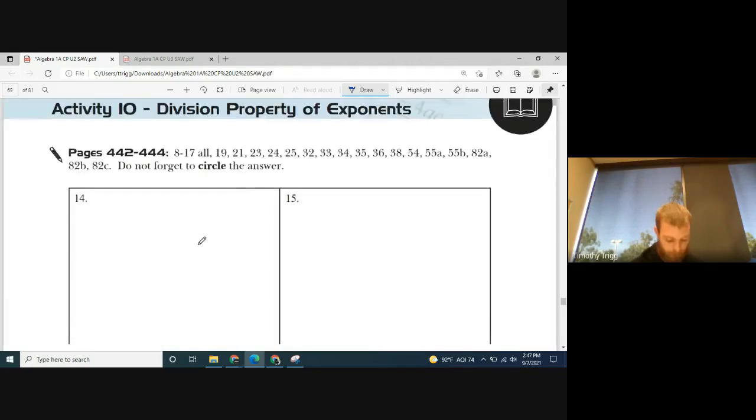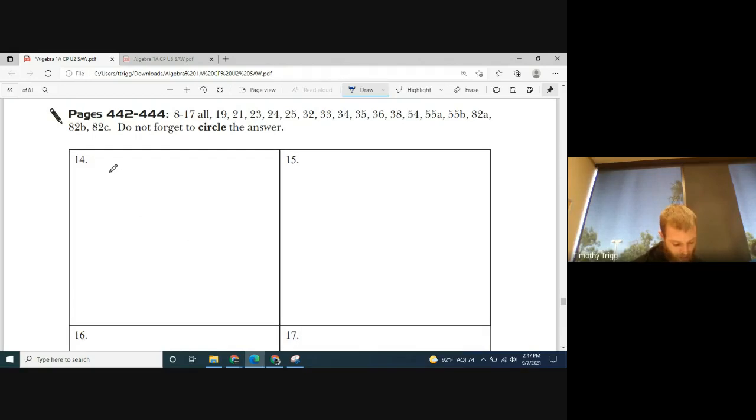Number 14. Here we have d to the power of 14 over d to the power of 17. Now again, we could subtract the powers. This would be d to the power of, and we do 14 minus 17. So that's d to the power of -3, right? Because 14 minus 17 is -3.